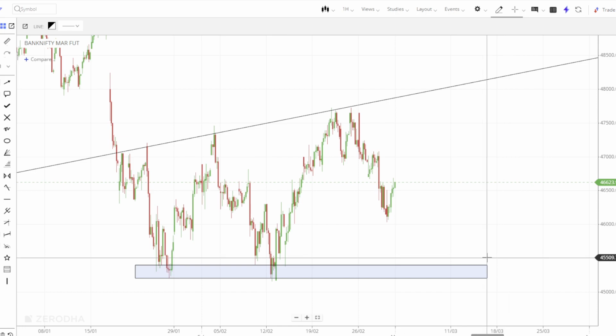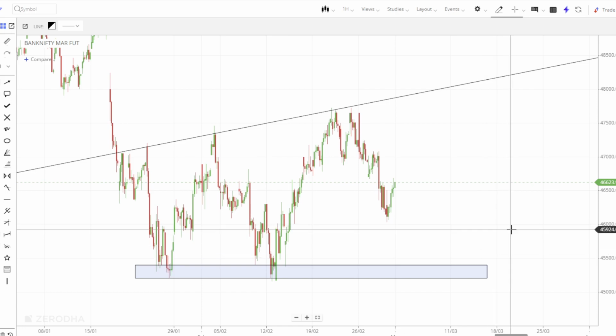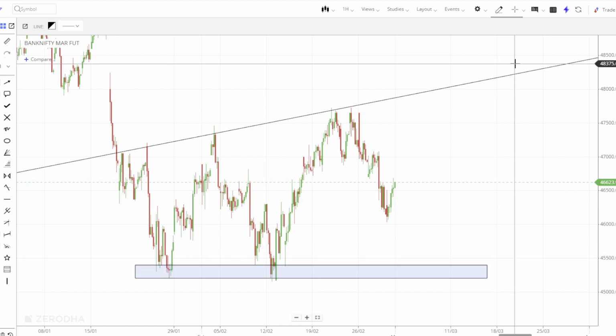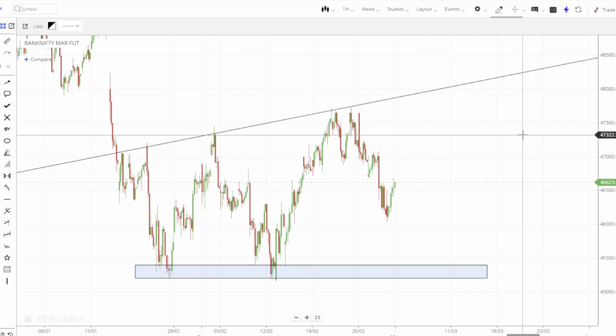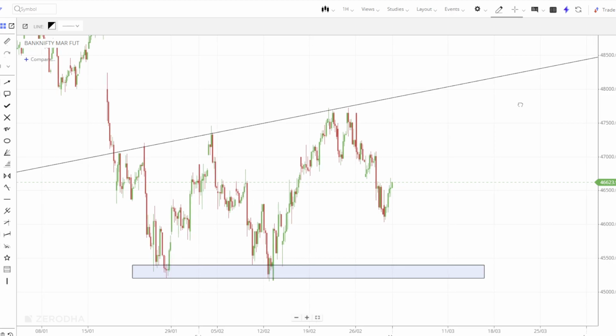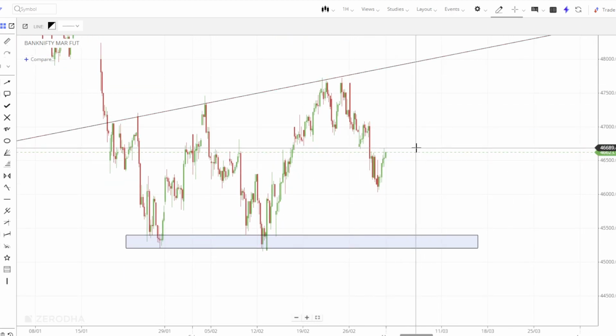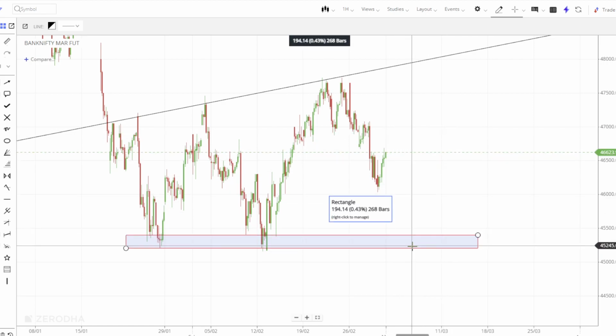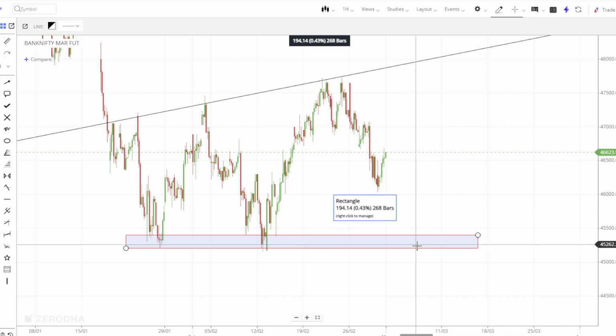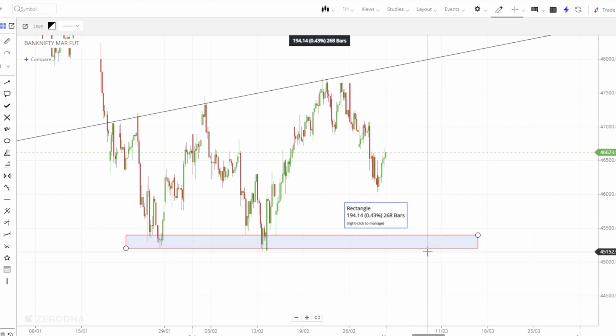Once it gets mature, it will break. Either it will break down or it will break up. So now what you can expect, the next move from this Banknifty March Future, you can expect price to reach this support, and then from here they will manipulate.